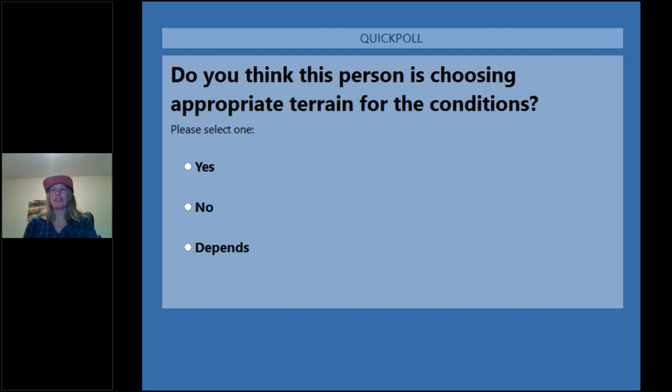Okay, lots of stuff starting to come in. So right now we've got about 57% of people saying no, 37 giving me a depends, and about 6% yes. We'll let the last few of you get in there. See that 60% have voted, so see what you guys think.